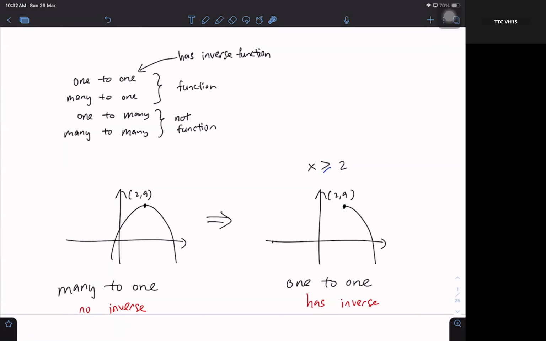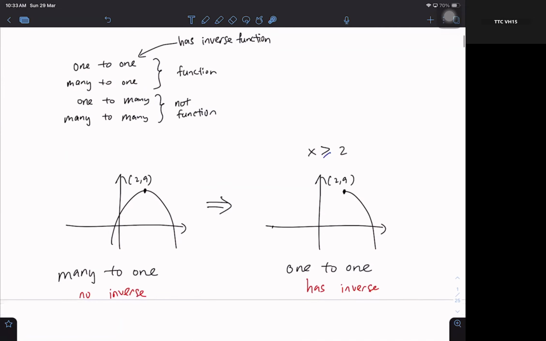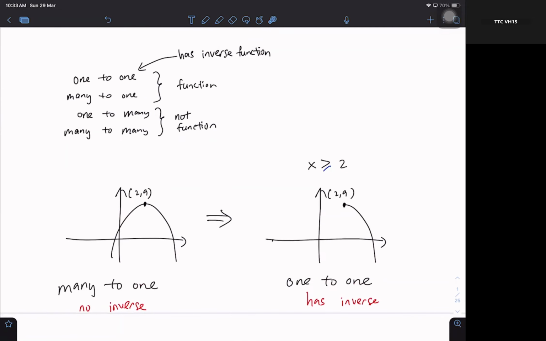Let me explain. Now, this is theory. This one you need to just memorize. Now, you see one to one and many to one is function. One to many and many to many is not function. Okay, and then only one to one has inverse function. Only one to one has inverse function. The rest don't have inverse function. Understand?